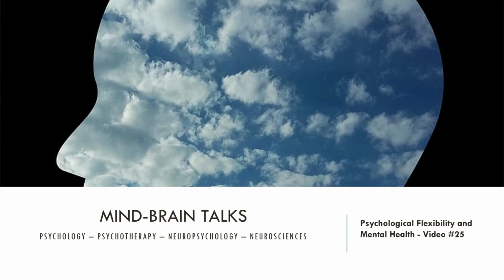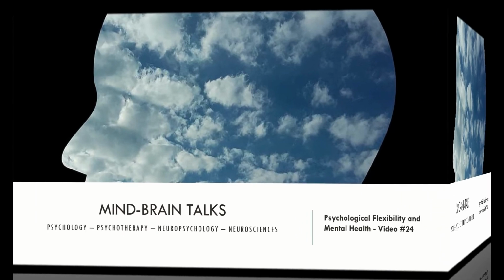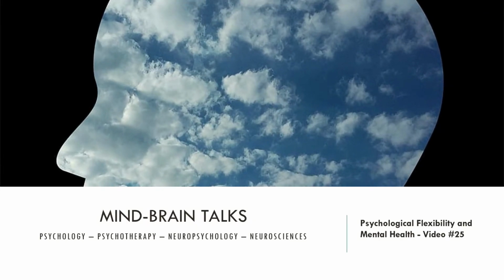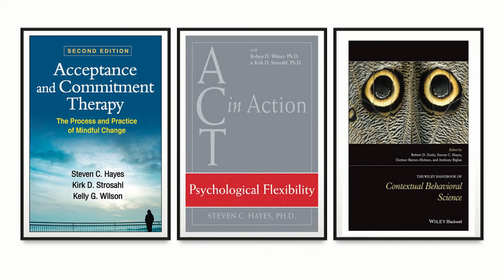But first, let's see the manuals that I recommend to you today. The first is Acceptance and Commitment Therapy from Steve Hayes. The second is Psychological Flexibility, also from Steve Hayes. And the third is Contextual Behavioral Science, where you can find different chapters related to psychological flexibility. So now let's see what psychological flexibility is.